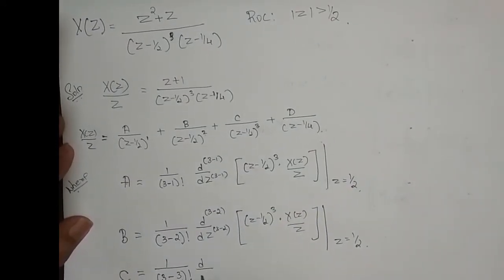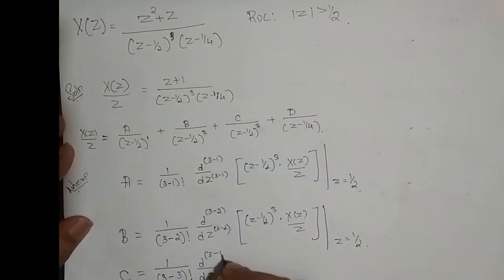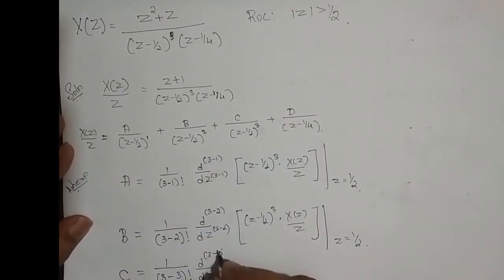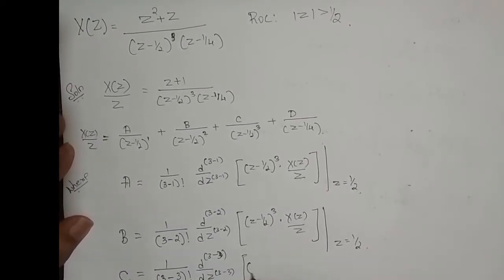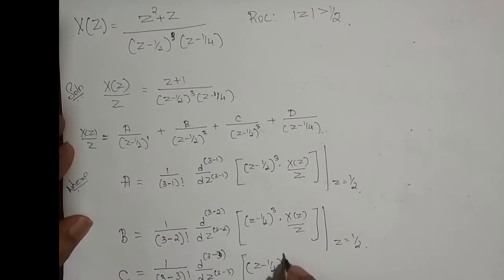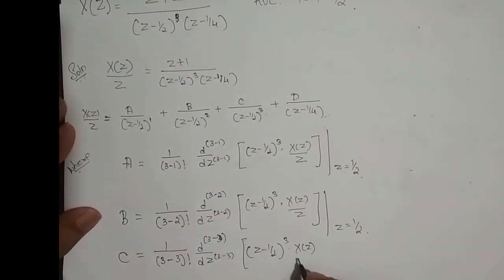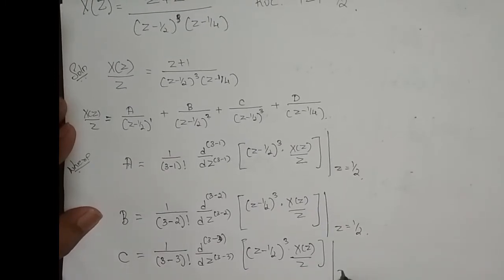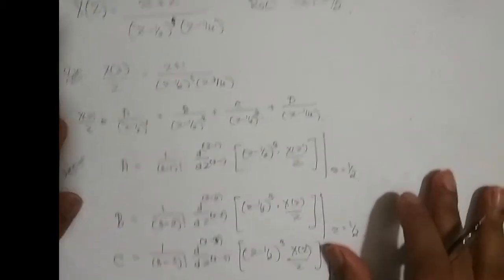Factorial, d by dz of 3 minus how many times it is repeated? 3 times. So 3 minus 3, 3 minus 3, into this remains the same, (z minus 1 by 2) whole cube into x of z by z, at z is equal to 1 by 2. Fine. So this is the formula.